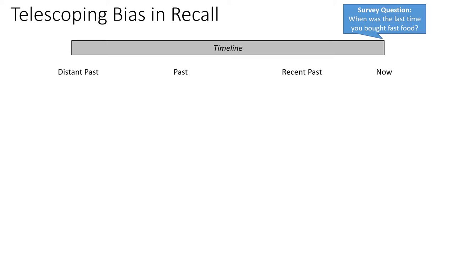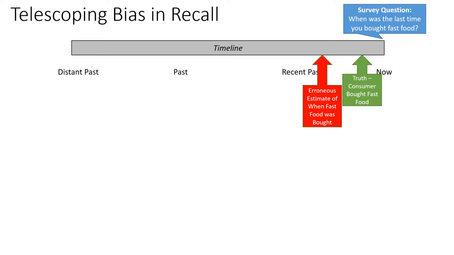And let's imagine right now a survey question is asked. When was the last time you bought fast food? The question is asking the person to recall exactly when it occurred. Let's imagine that in truth, the person bought fast food somewhat in the recent past here. Generally speaking, we would expect a particular bias to emerge. Even though the truth is somewhat recent, we would expect that in general there'd be a bias in people's response. It'd be an erroneous estimate of when fast food was bought.